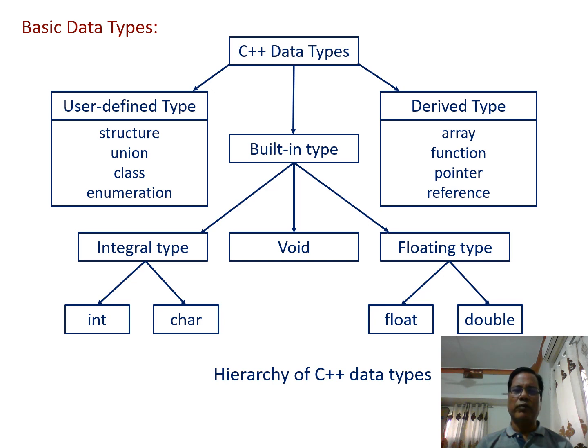with the keyword void. In a similar way, C++ data types have user-defined data types as well as derived data types. User-defined data types include structure, union, class, enumeration, whereas derived data types include array, function, pointer, reference.